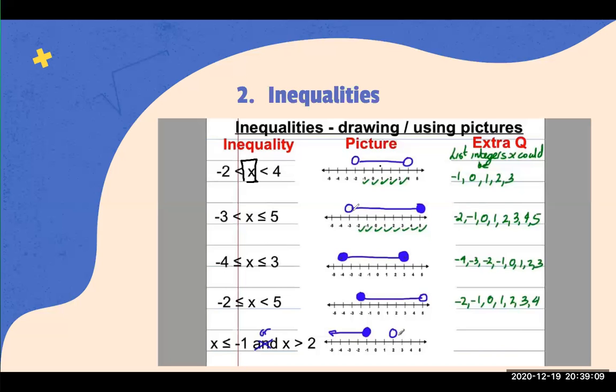Because this circle is not filled in. Because this is only a less than, not a less than or equal to. If it has an equal to attached to it, then it has to be filled in. If not, then it doesn't, and that number is not calculated in the thing. Okay, so that's inequalities. They're super simple. You can solve them really easily.